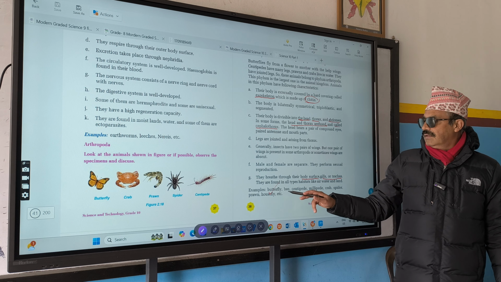Hemichordata, cephalochordata. What are they? Hemichordata, urochordata, cephalochordata, and vertebrata. Mainly, we have to discuss vertebrata. Vertebrata means those which contain a backbone. Fish, snake, frog, pigeon, tiger, and we humans also belong to vertebrata. We are also animals.